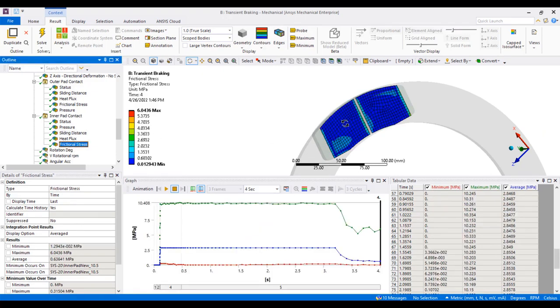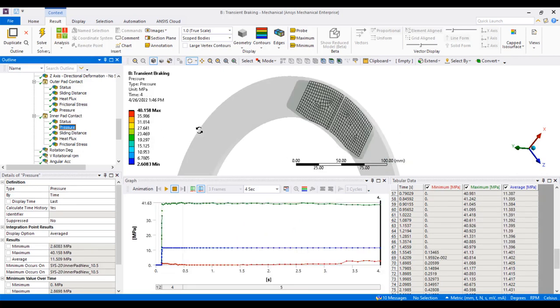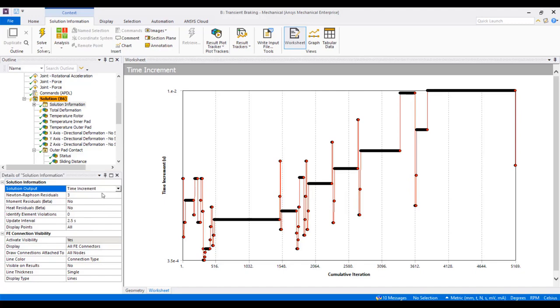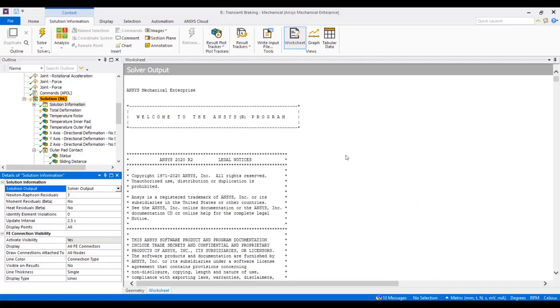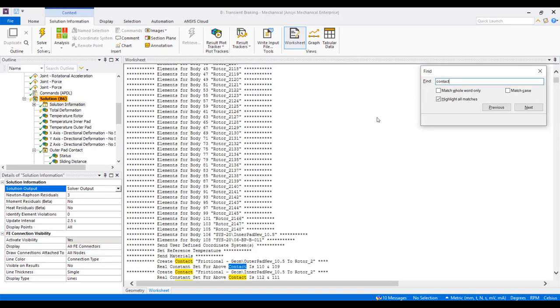Additionally, we can look at things like frictional stress and pressure to see how our contact surfaces are behaving during sliding. Lastly, we're going to go into our solution information, look at our solver output, and use Control F to find the IDs of our contact surfaces. Here we can see frictional, with contact numbers of 110, 109, 112, and 111. I'm interested in contact IDs 109 and 111, which I record for use later.